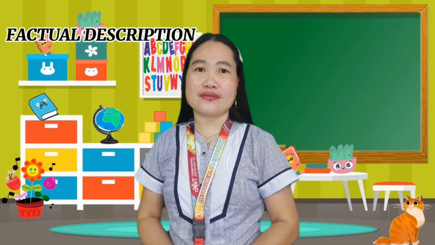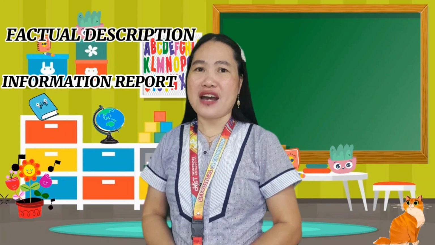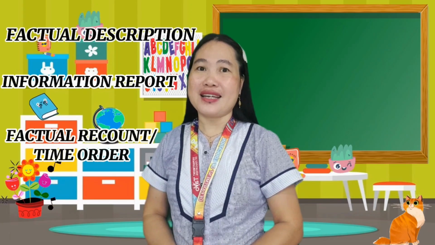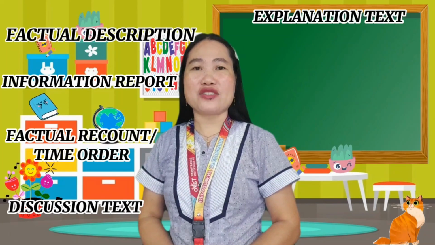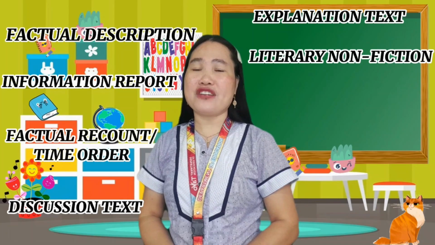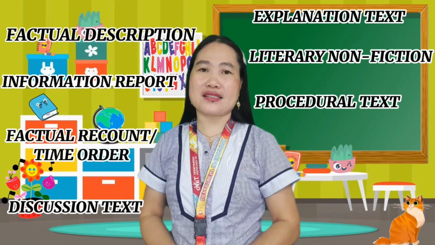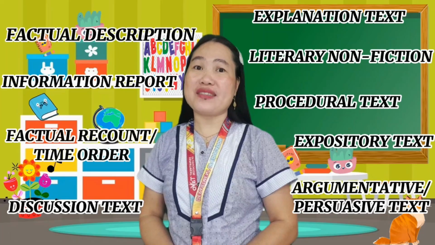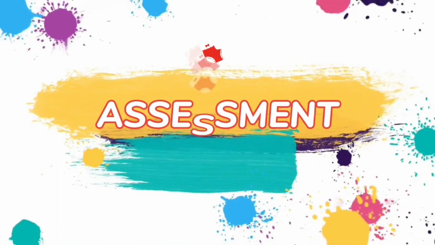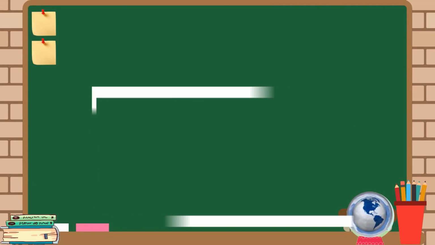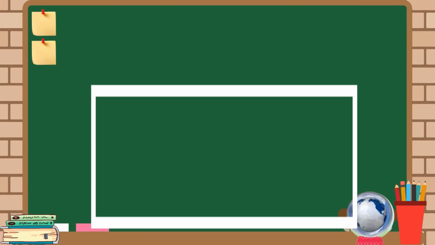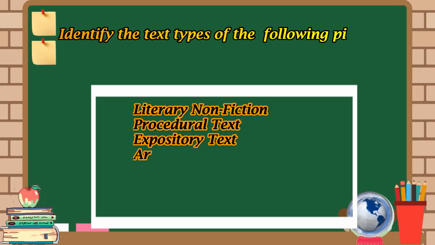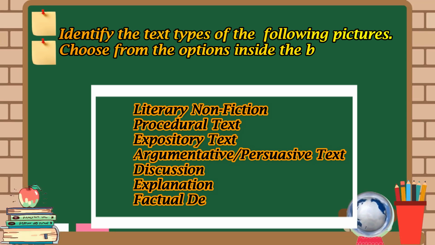These are the following: factual description, information report, factual recount or time order, discussion text, explanation text, literary non-fiction, procedural text, expository text, and argumentative or persuasive text. For our next activity, identify the text types of the following pictures. Choose from the options inside the box.